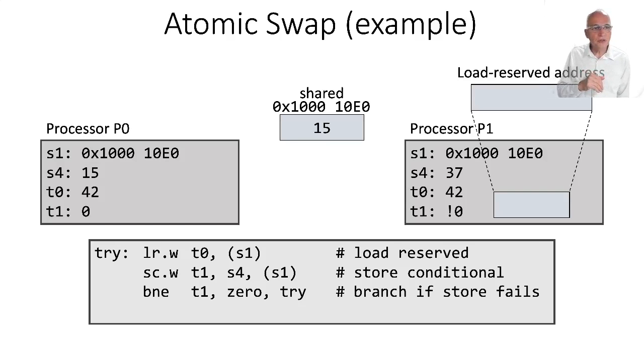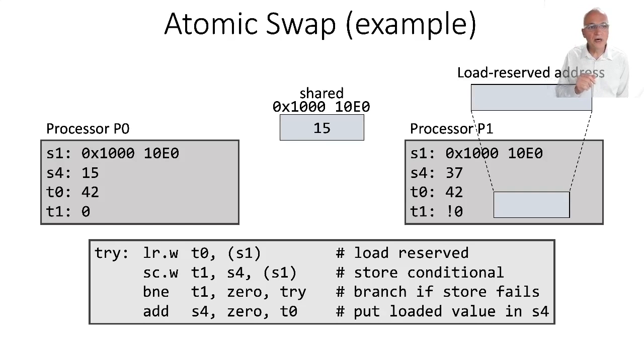Now I have a conditional. The conditional says, what was the result of my attempt? So what's the value in T1? So processor P0 will check the value of T1 and see that it's 0. So it has succeeded, so it can continue execution. But processor P1 has a value in T1 that's not 0. So processor P1 is going to have to try again.